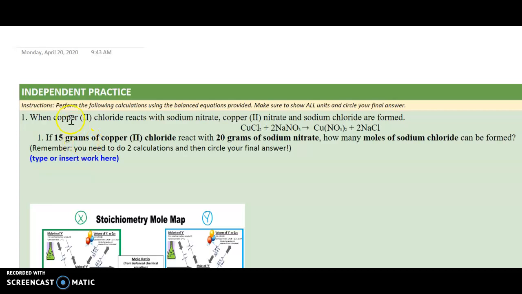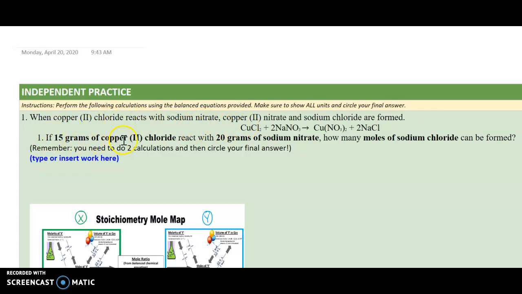Alrighty folks, let's read the problem. When copper 2 chloride reacts with sodium nitrate, copper 2 nitrate and sodium chloride are formed. So these are the things that are formed, so they are going to be our products. These two things react, so they're going to be our reactants. Great. Now let's figure out what it's asking for.